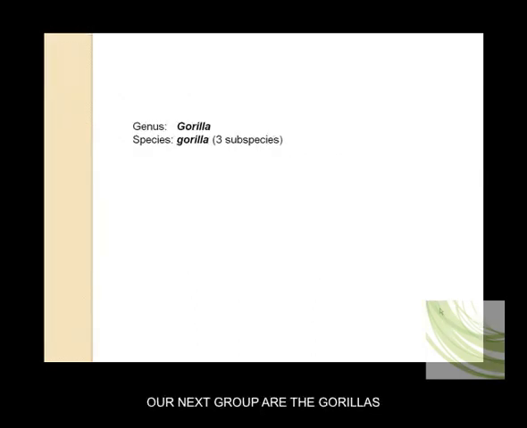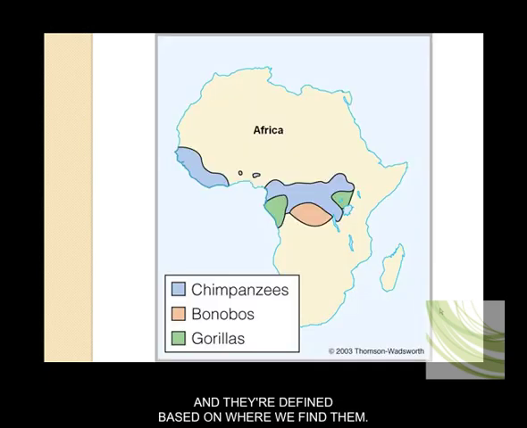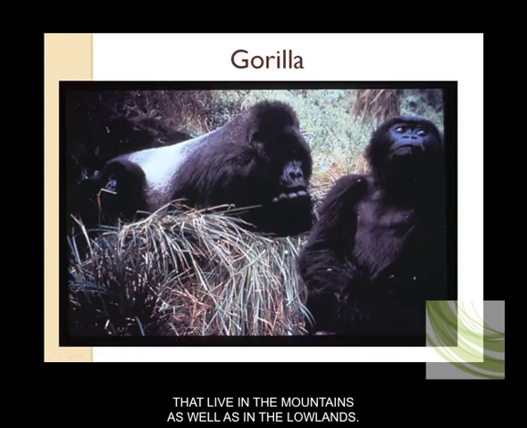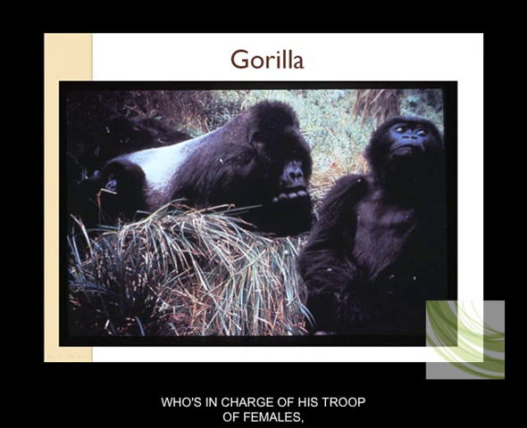Our next group are the gorillas, which are called gorilla, right? Somebody wasn't being very creative that day. There are 3 different subspecies, and they're defined based on where we find them. So if we look at our gorillas, which are the green areas, we have West African gorillas and East African gorillas that live in the mountains as well as in the lowlands. Here you can see a large silverback male who's in charge of his troop of females, a female in the back, and an infant.